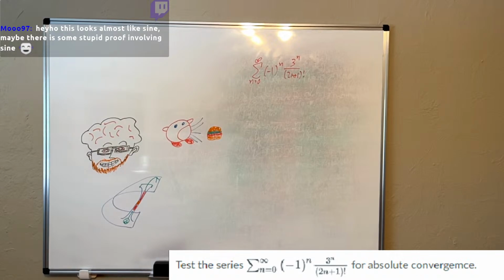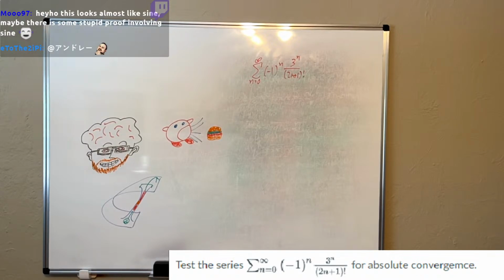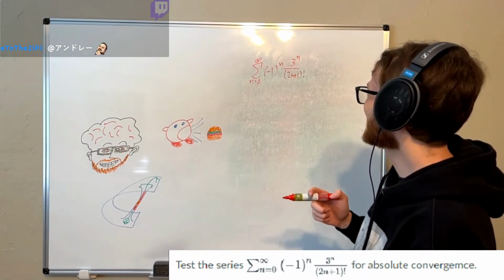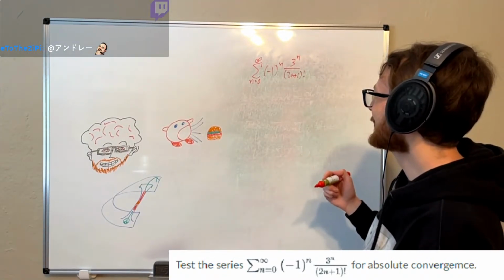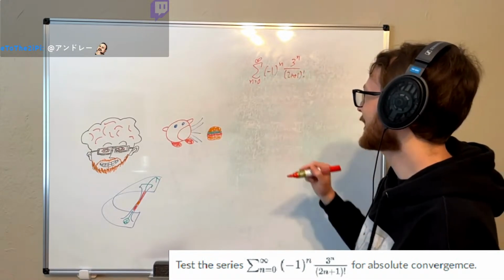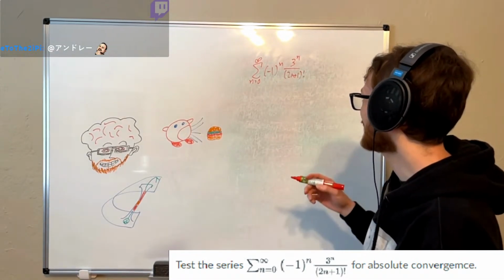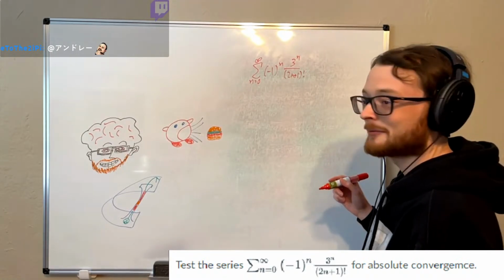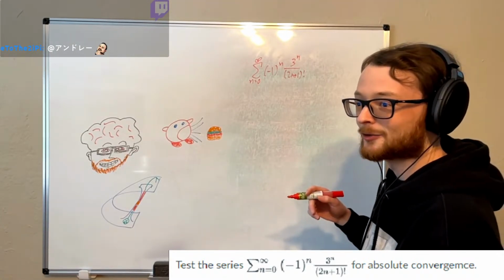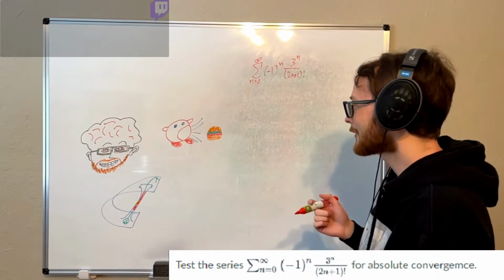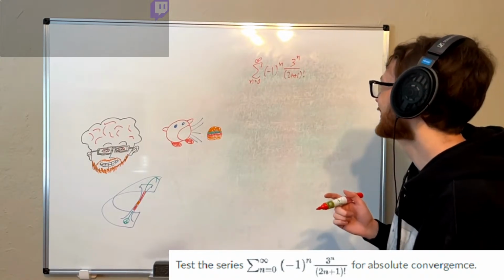So it's almost like sine. Maybe it's some stupid proof involving sine? Oh yeah, it does almost look like sine. Yeah, like if the exponent was odd, we'd be right there. And maybe the exponent of the -1 is off as well. No, the exponent, I don't know. Yeah, you're right, there might be some weird sine thing that you can do, but actually, I doubt critical has Taylor series yet either.